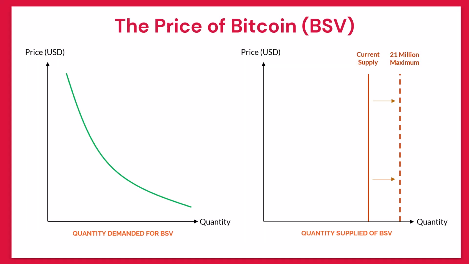We start with basic economic theory. The price of anything in a free market is determined by how much of it is available and how much of it is demanded by those who want to acquire it. On the left here is a typical representation of a demand curve for most items being traded in a market. The right shows the supply curve of Bitcoin BSV.